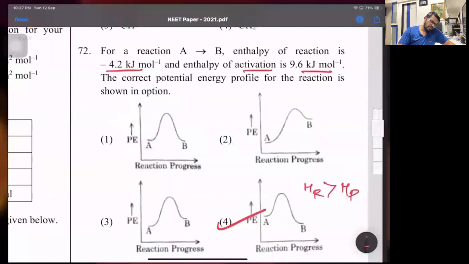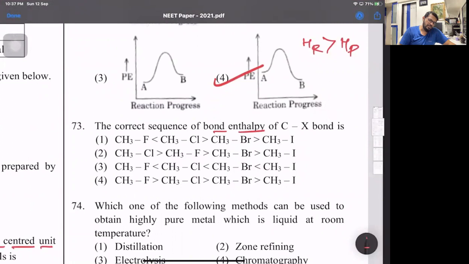Then 73 over there, the correct sequence of bond enthalpy. Now bond enthalpy here is very simple. That's nothing but the third option, methyl fluoride less than methyl chloride, then methyl bromide and iodide, because down the group with respect to halogens, F, Cl, Br, I, as the size increases, the bond length will increase. Bond length increases, the bond polarity also decreases. So due to two reasons, the bond enthalpy of methyl iodide would be lesser. Okay. So 73 is the third one.